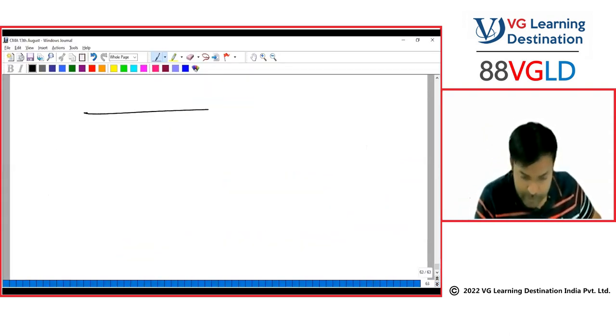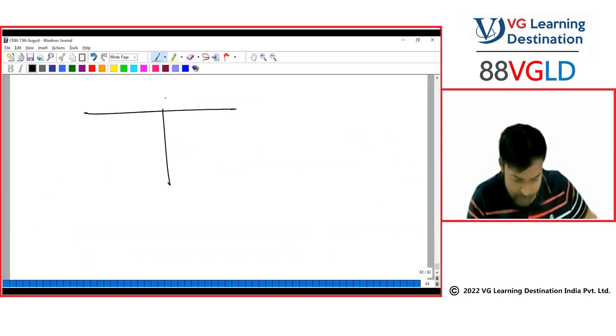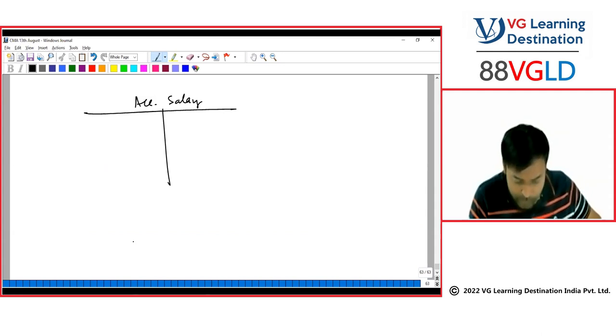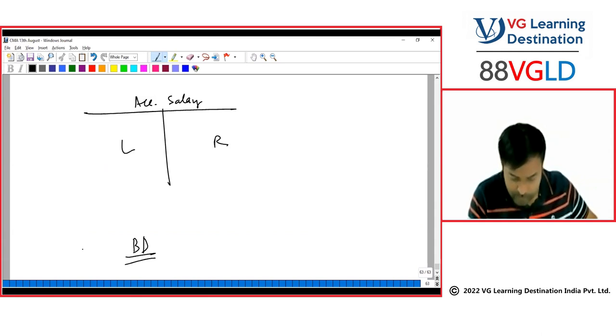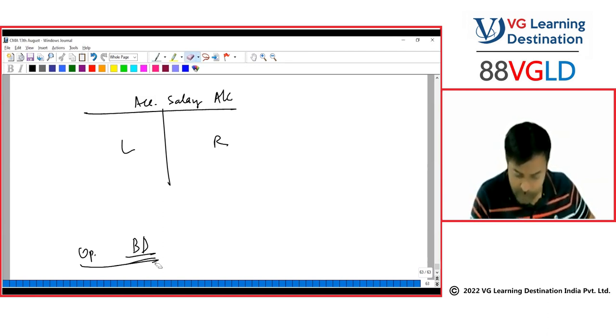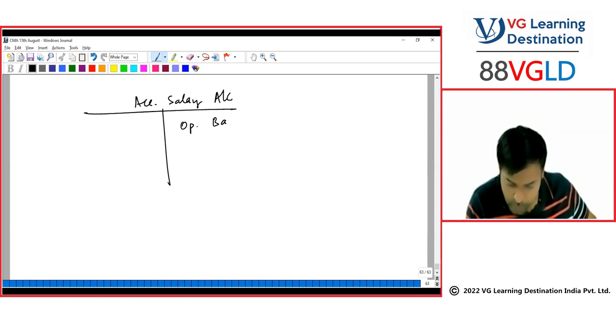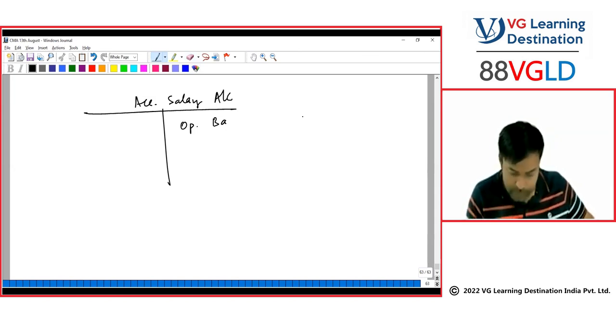So if I make a statement of accrued salaries, where is the balance b/d, brought down, going to come, left or right? Where should I write the opening balance? If I'm making the accrued salary account, we are going to write the opening balance on the right. Opening balance, which is going to be 40,000. Correct, 40,000 is the balance.